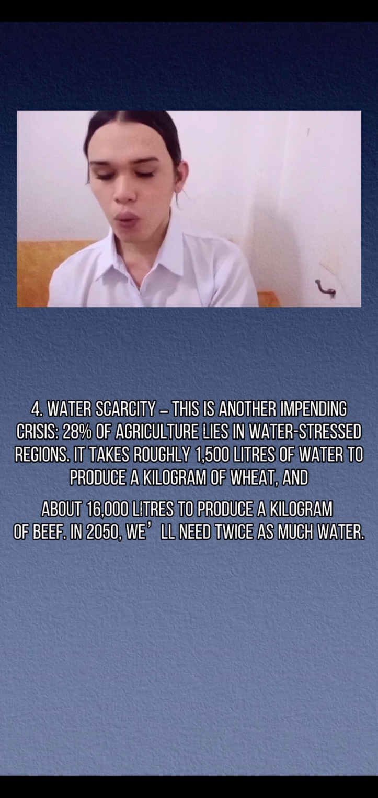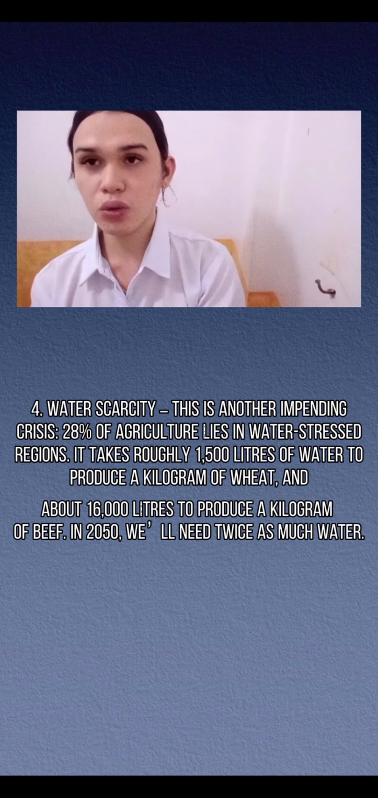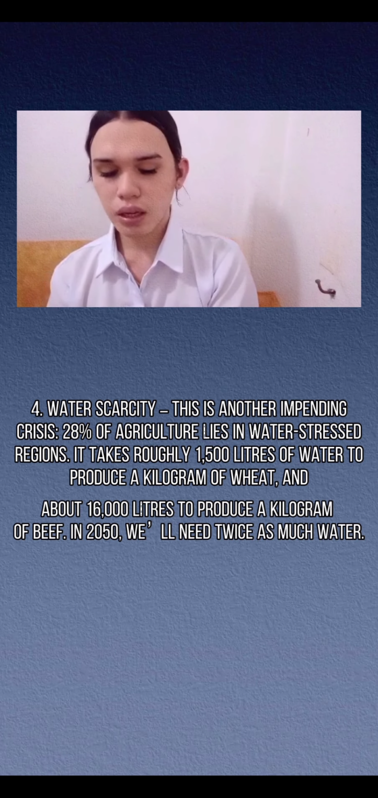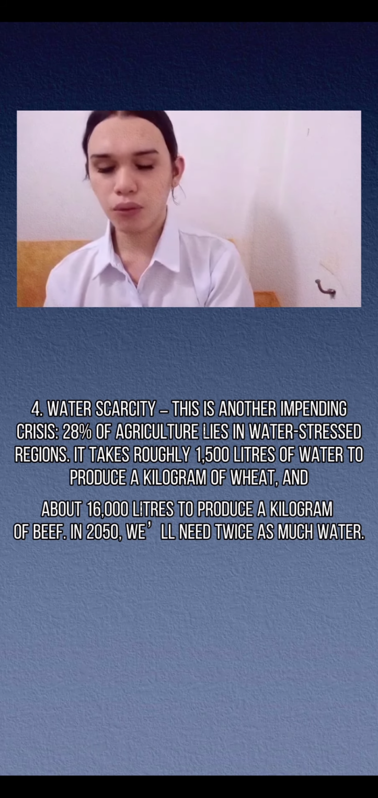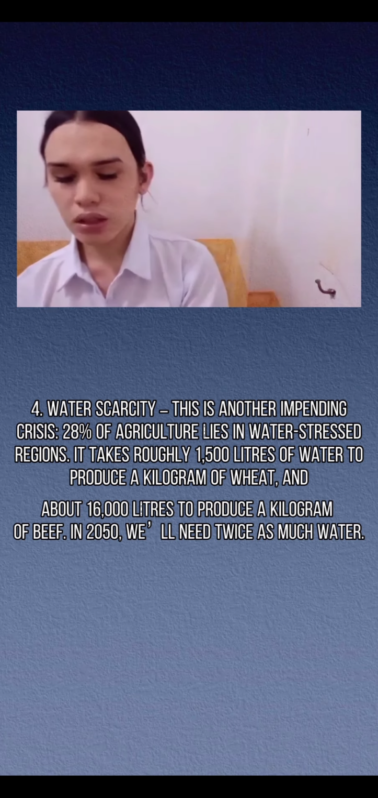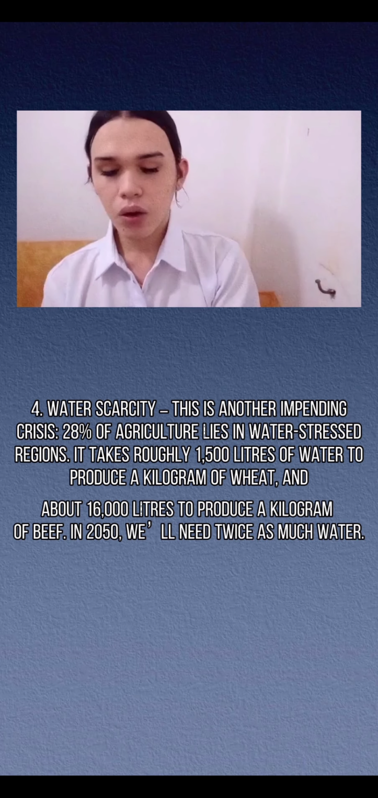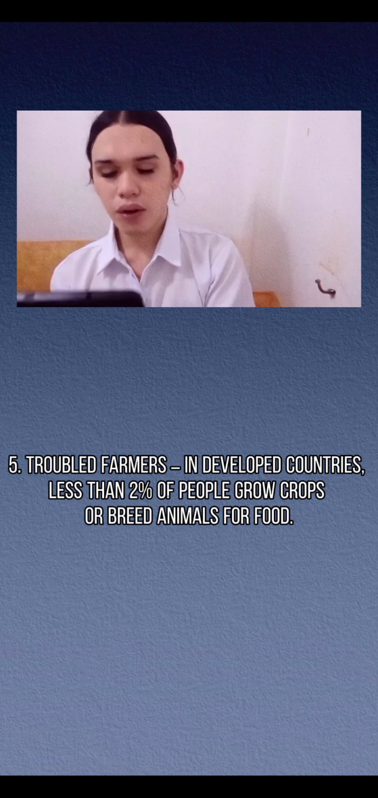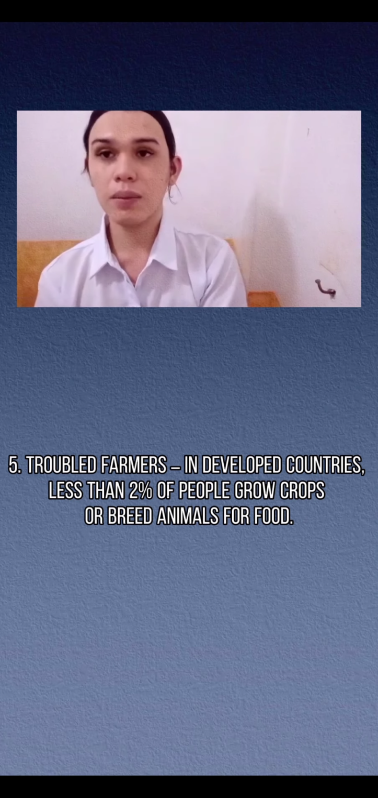Number 4. Water scarcity. This is another impending crisis. 20% of agriculture lies in water-stressed regions. It takes roughly 1,500 liters of water to produce a kilogram of wheat and about 16,000 liters to produce a kilogram of beef. In 2050, we'll need twice as much water. Number 5. Troubled farmers. In developed countries, less than 2% of people grow crops or breed animals for food.